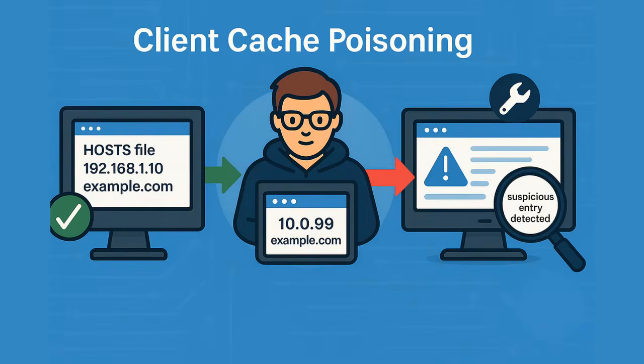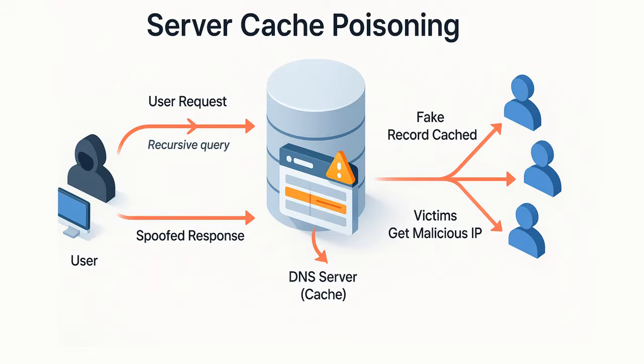And then you have your client cache poisoning. Before DNS, computers used a host file to map names to IPs. It still exists today. Attackers with admin access can modify it to redirect traffic. Suspicious host entries indicate compromise. And then you have your server cache poisoning.